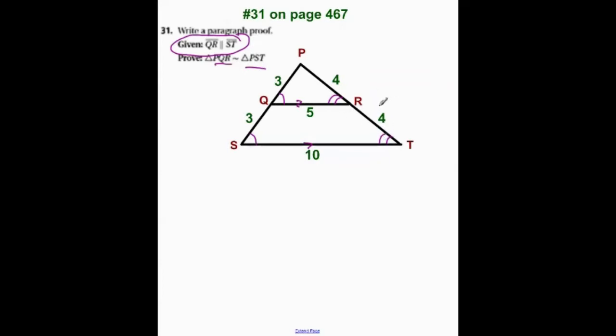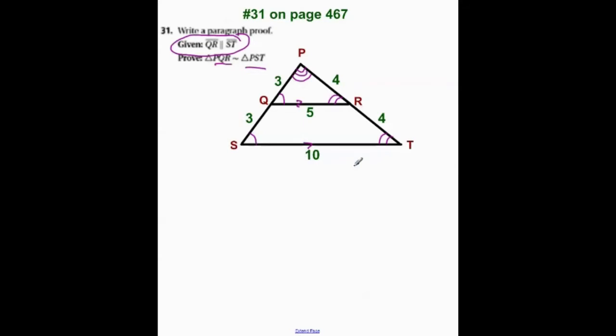Given the third angle theorem, two angles here are congruent to the corresponding two angles here. The third angle, therefore, has to be congruent to the third angle. Well, this angle is also congruent to itself, since it is shared by both triangles. So we have the angles. Angles are good. Now we need to look at the sides.